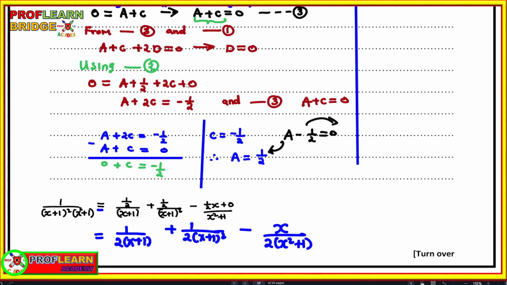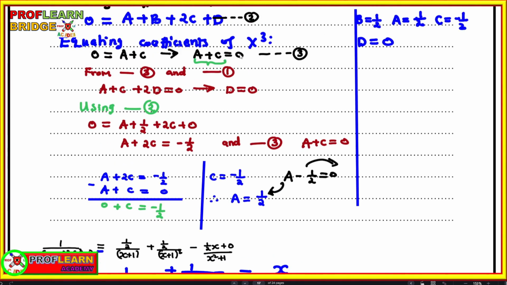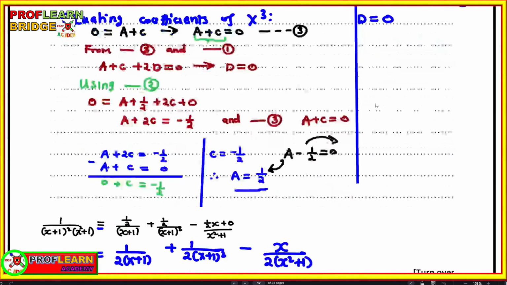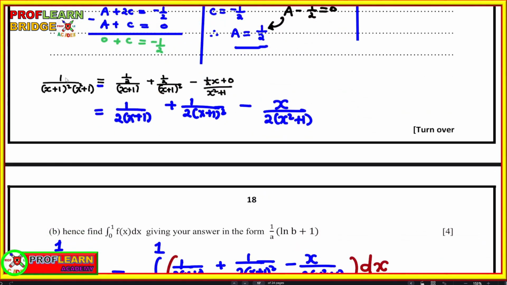But from this equation still of a plus c being equal to 0, if c is negative a half, then it means a minus a half equals to 0. Therefore, a is now equal to 1/2. So we have b equals to a half, a equals to a half, c equals to -1/2, and d equals to 0. Then now our partial fraction can be written in format.